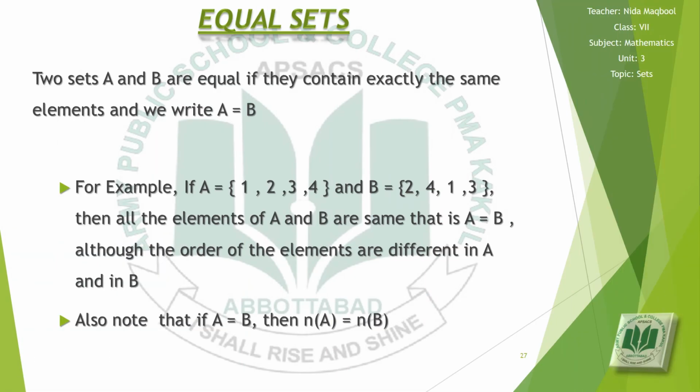Now what are equal sets? Two sets are equal if they contain exactly the same elements and we would write A equals B. For example, if set A contains 1, 2, 3 and 4 and B contains 2, 4, 1 and 3, then all the elements of sets A and B are the same such that A is equal to B, although the order of the elements is different in A and in B. Also note that if A is equal to B, the number of elements of A is equal to the number of elements of set B.